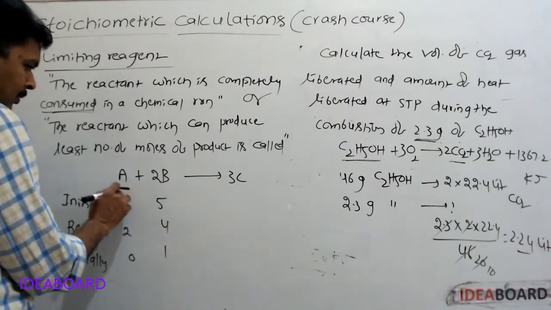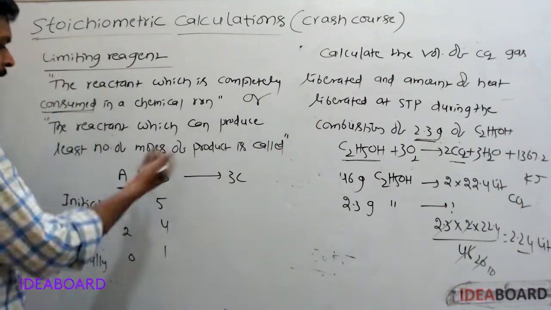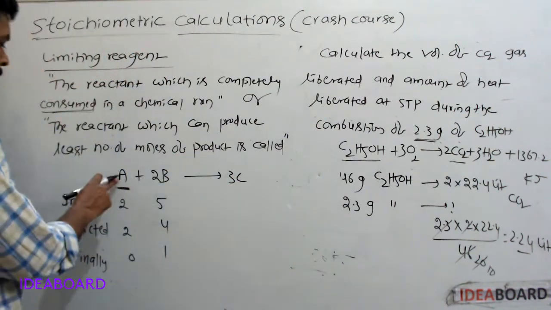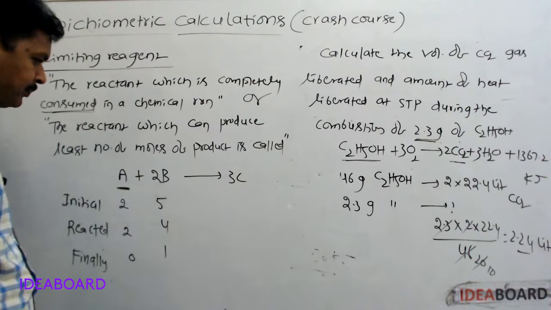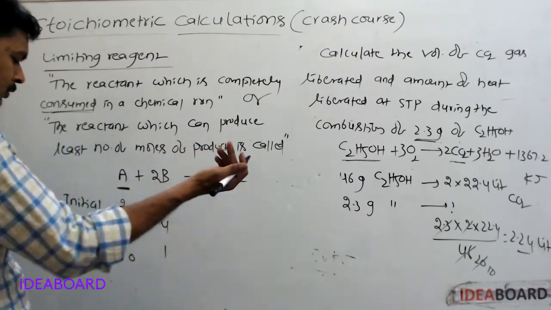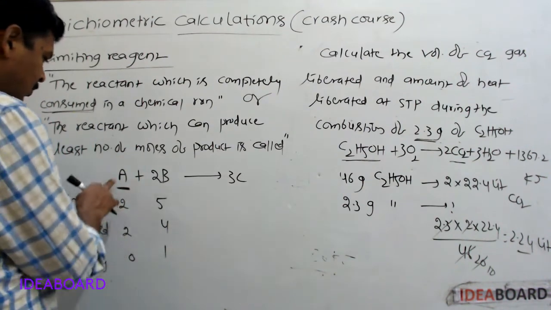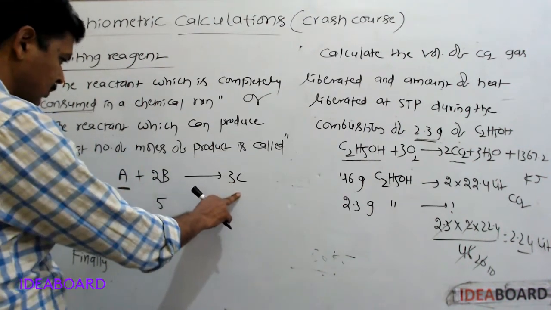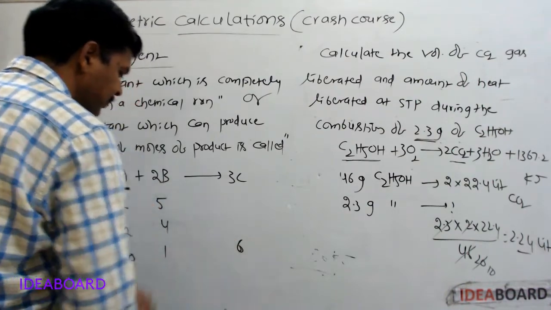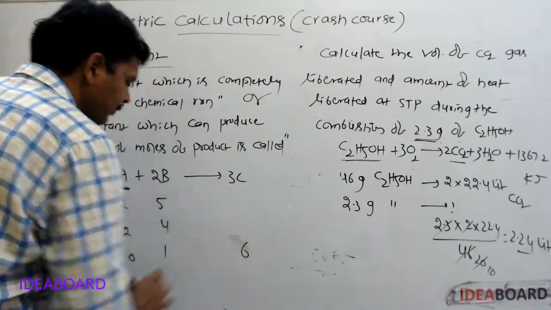Then the number of moles of C formed. In this reaction, maximum how many moles of C will be formed? 1 mole gives 3 moles. Then 2 moles gives how many moles? 6 moles. 6 moles of C should be formed.